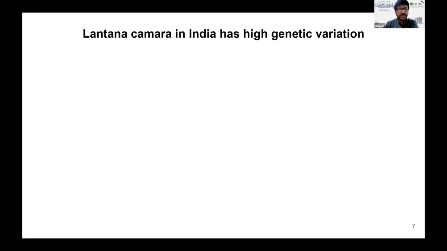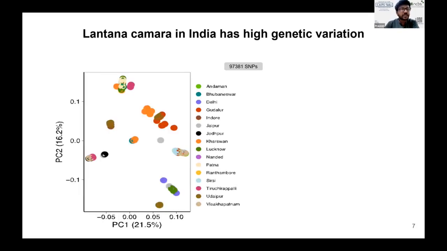So these are some preliminary results about genetic variation of Lantana in India. Just to look at the genetic variation, first I have done a principal component analysis, where this is a PCA plot where the x-axis represents PC1 and the y-axis represents PC2. PC1 explains 21.5% of the genetic variation, and PC2 explains 16.2%. Usually for invasive species, PC1 and PC2 are roughly around 10%. But if you look at Lantana here, the genetic variation is much higher. So this indicates that Lantana in India has high genetic variation.